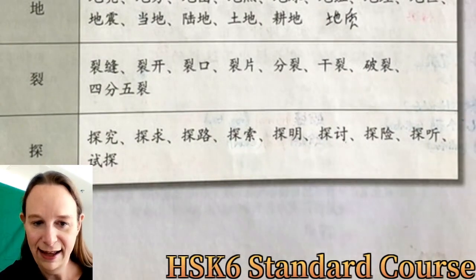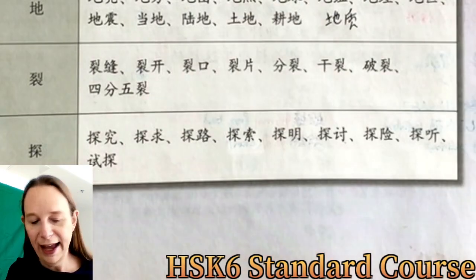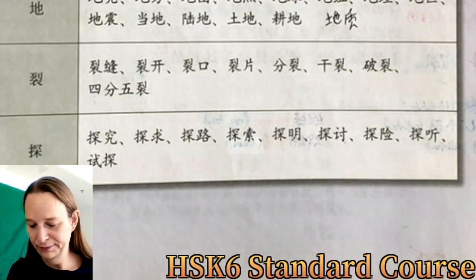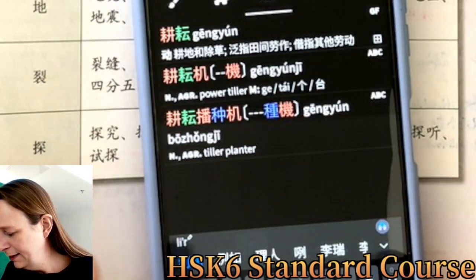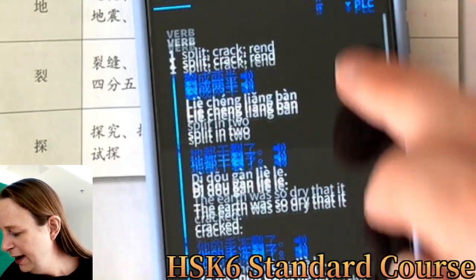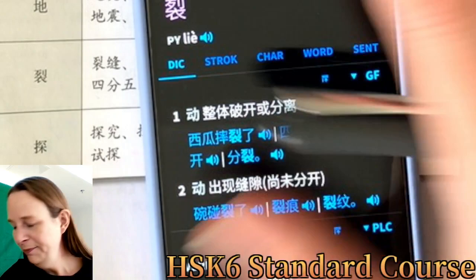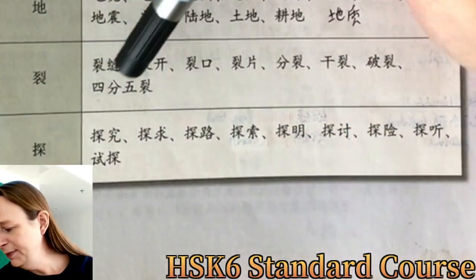Okay, this is 裂, fourth tone, right? 裂 meaning to split open. 裂开. 裂. Split, crack, rend, break down. Oh yeah. 裂. Okay, let's see what we got.